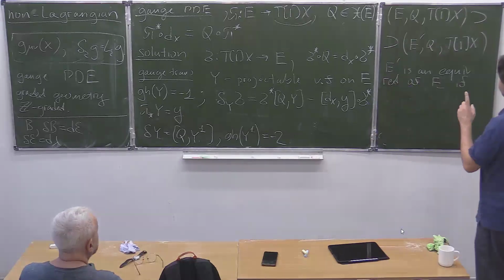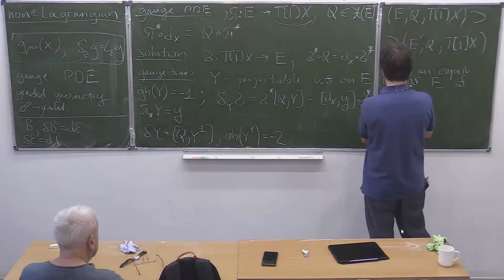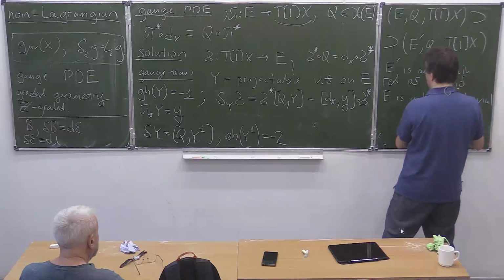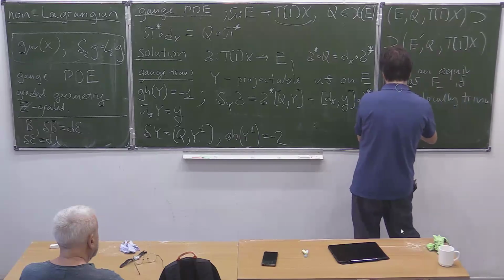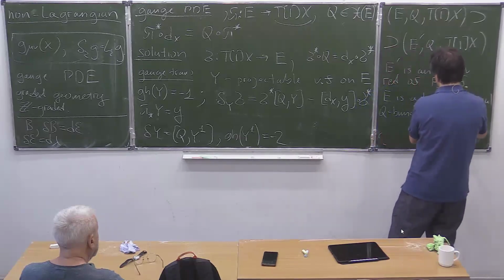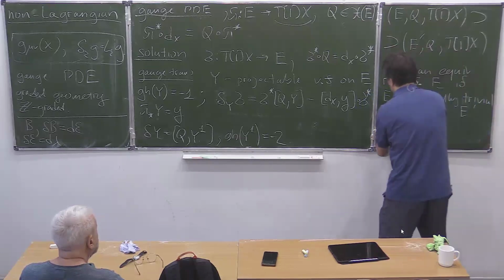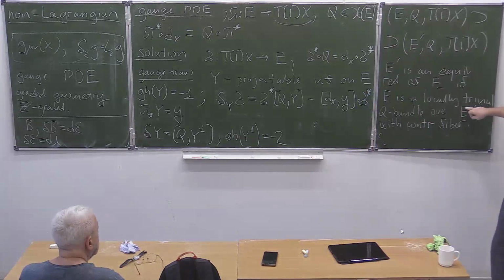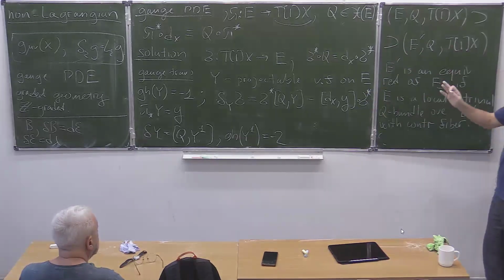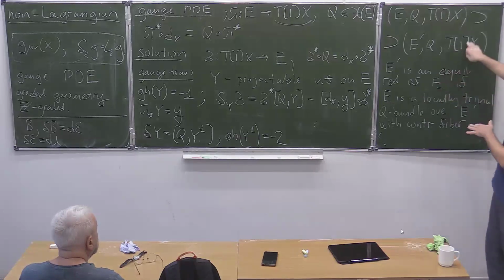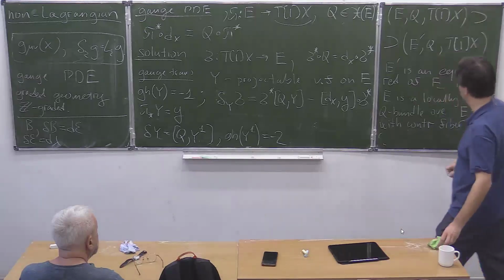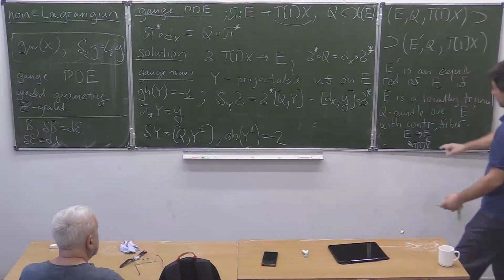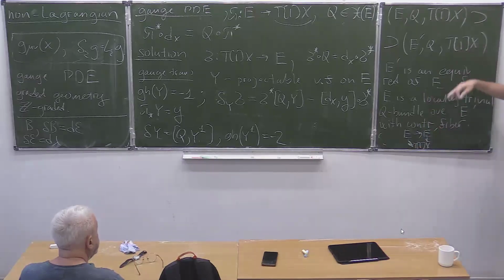if E is a locally trivial Q-bundle over E prime with contractible fiber. Of course, when I say that E is a bundle over E prime, it is meant that both are bundles over T1x, and the projection is a morphism of these bundles, so it doesn't affect the base. So I have E prime. Here is the projection, here is the projection to T1x, and all this commutes, of course. So it's a bundle of bundles.